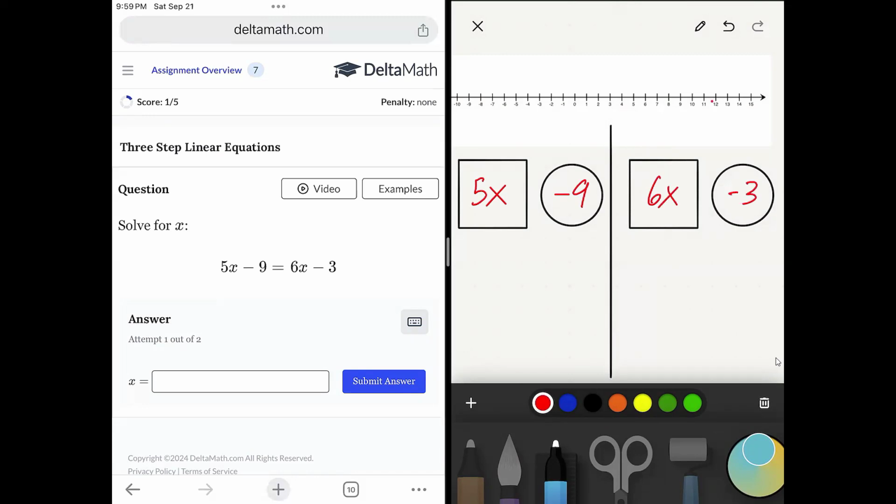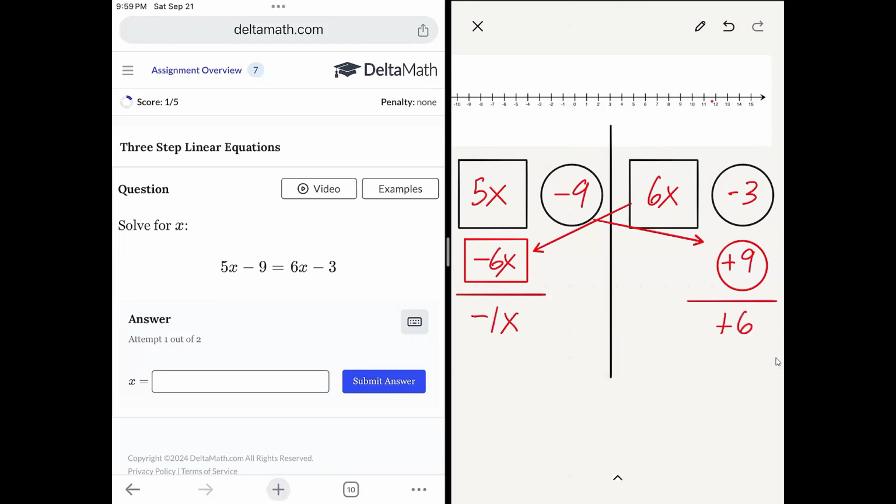Boxes go with boxes, so I'm going to take this 6x, move it across the line, and it's going to become a -6x. We're going to combine those. I'm going to take the circle and move it across the line, and now it's going to become a +9. So now on the left-hand side, I have 5 minus 6, which is going to be a -1x. And then on the right-hand side of the equation, I have a -3 plus 9. So this is going to be a +6.